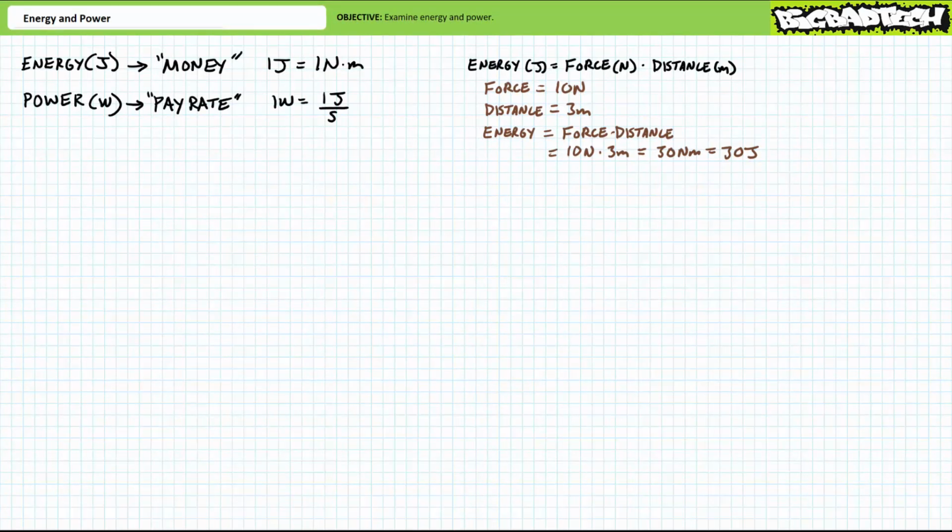Power is how fast energy leaves or comes into a system, or the time rate consumption or generation of energy. Power is energy over time.